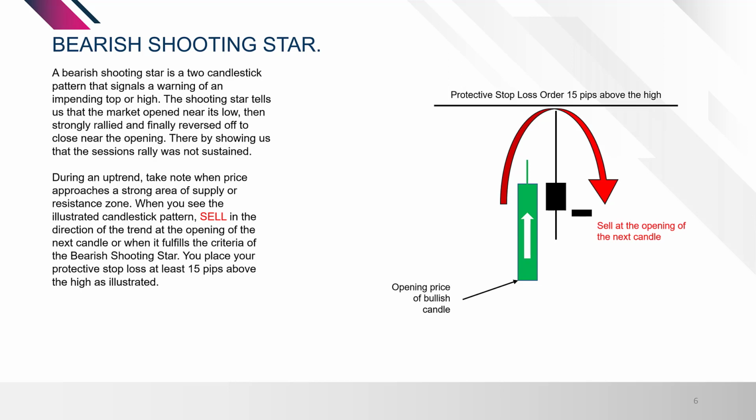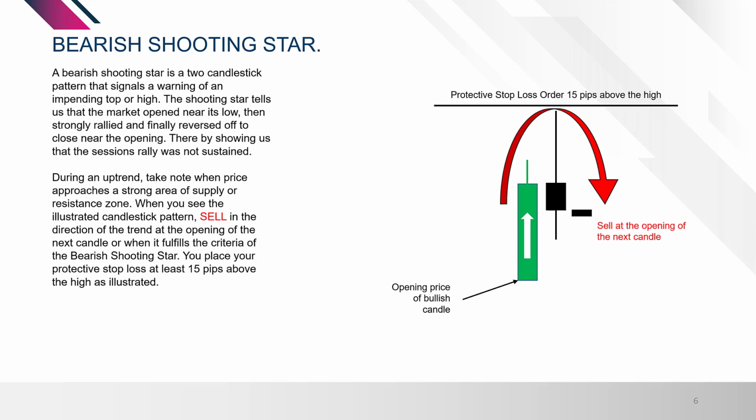During an uptrend, take note when price approaches a strong area of supply or a resistance zone. When you see the illustrated candlestick pattern, the one on your right, sell in the direction of the trend at the beginning of the next candle, or when it fulfills the criteria of the bearish shooting star. You place your protective stop loss at least 15 pips above the high as illustrated.